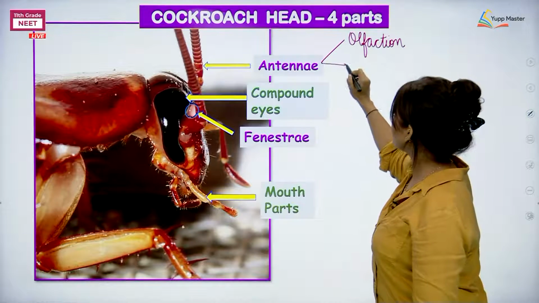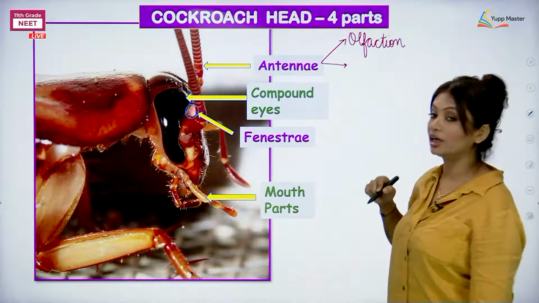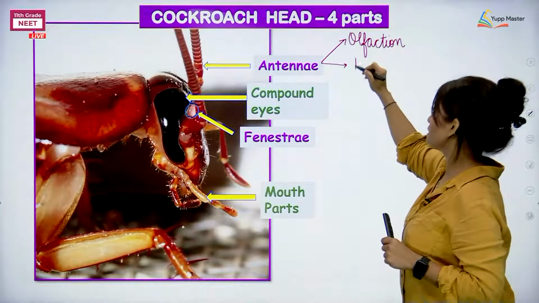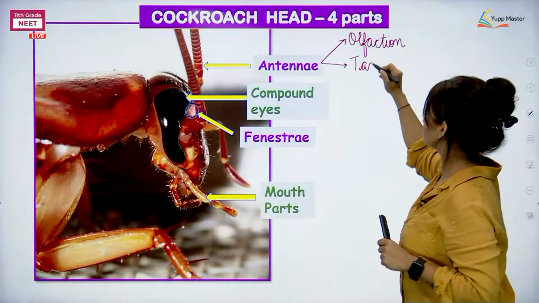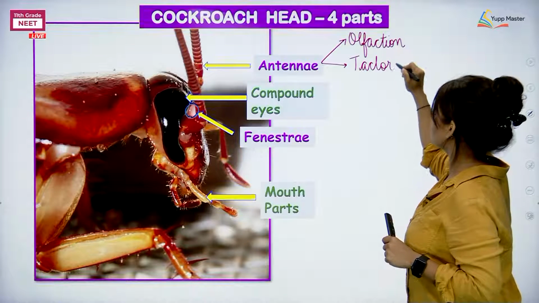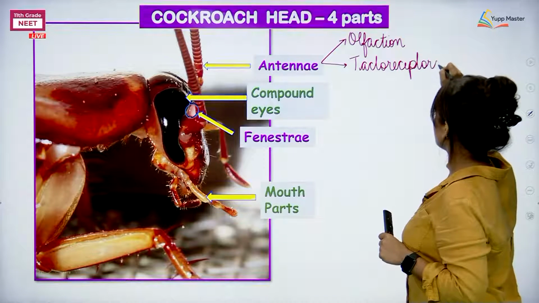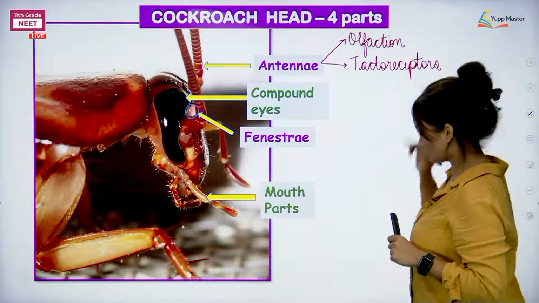Second function of antennae was that of having touch receptors. So, if I am saying that it does touch reception, I can call it tactoreceptors. It's called tactoreceptors. Alright.